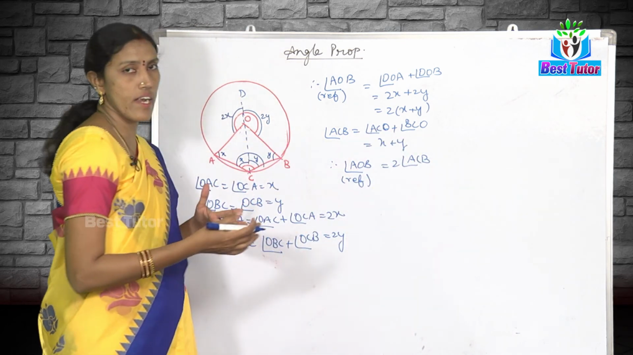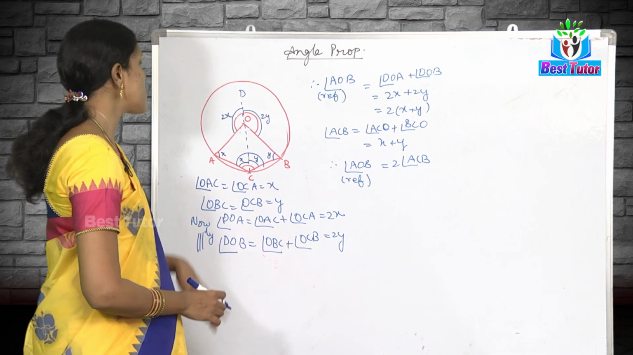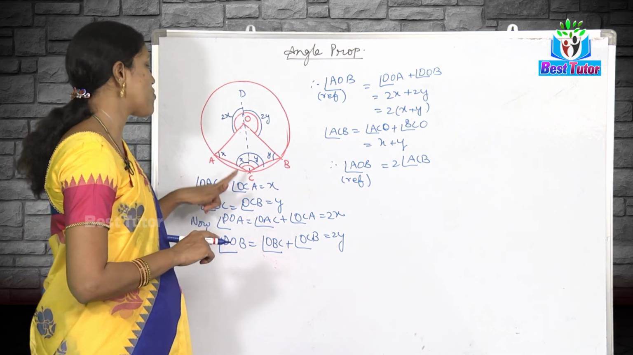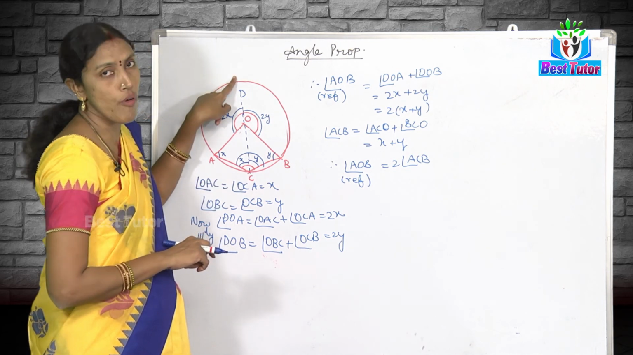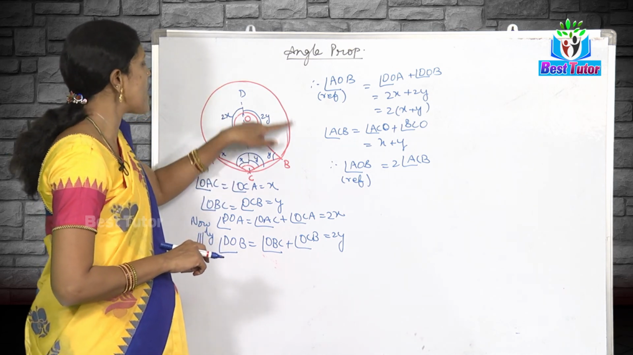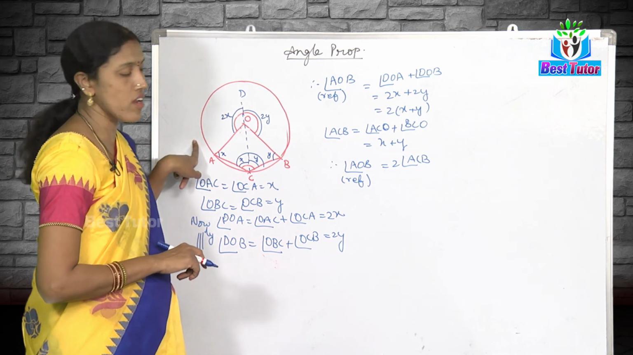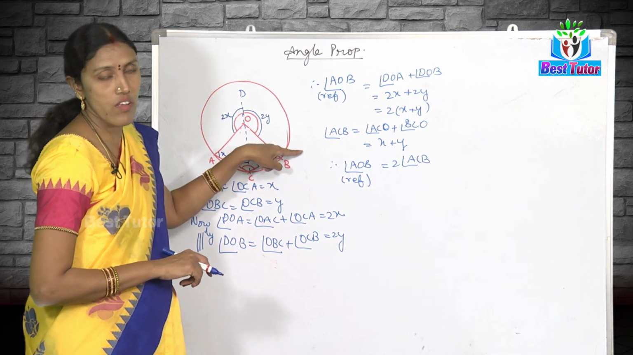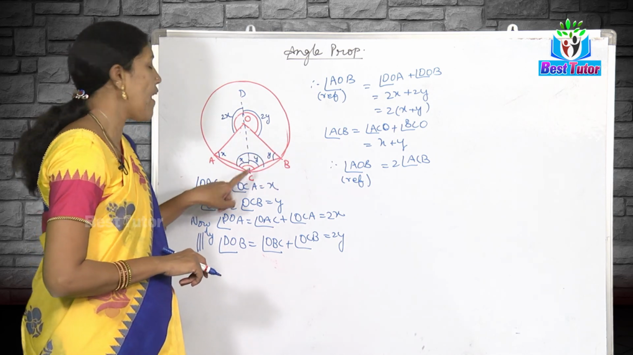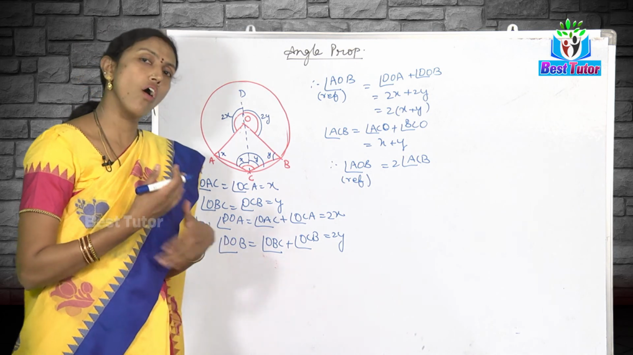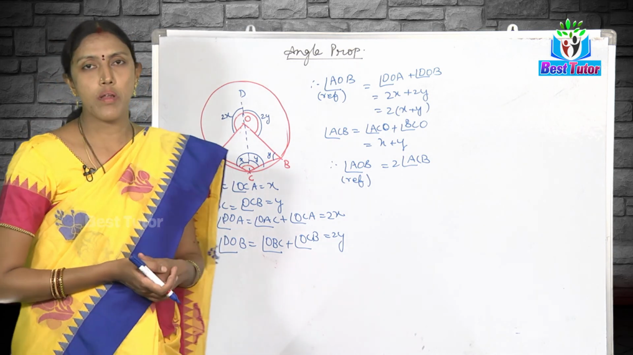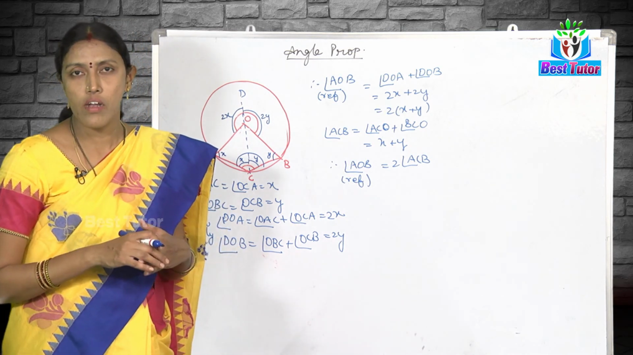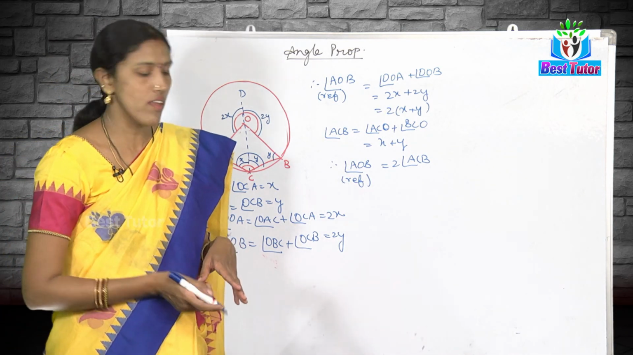In all the 3 cases, we have proved the same theorem. Only thing is the location of the point C was varying in all the 3 cases. In the first case, C was exactly on top of O. In the second case, C was anywhere else on the remaining part of the circle. Here C was on the same arc. Then I have to consider the major arc as the arc under consideration, and this is the minor arc, right? In all the 3 cases, the angle subtended by the arc at the center of the circle is twice the angle subtended by the same arc at any point on the remaining part of the circle, right?